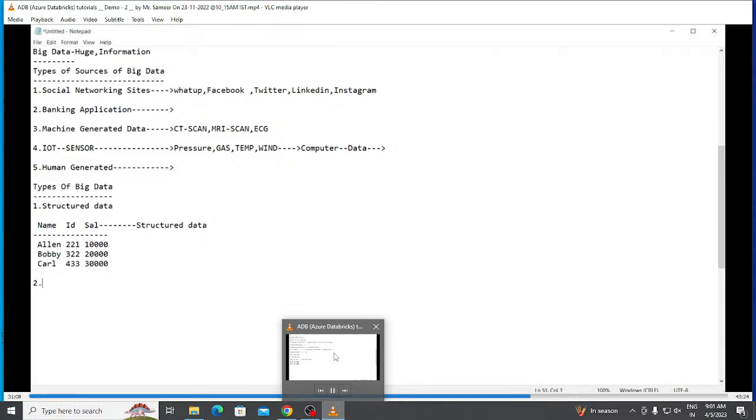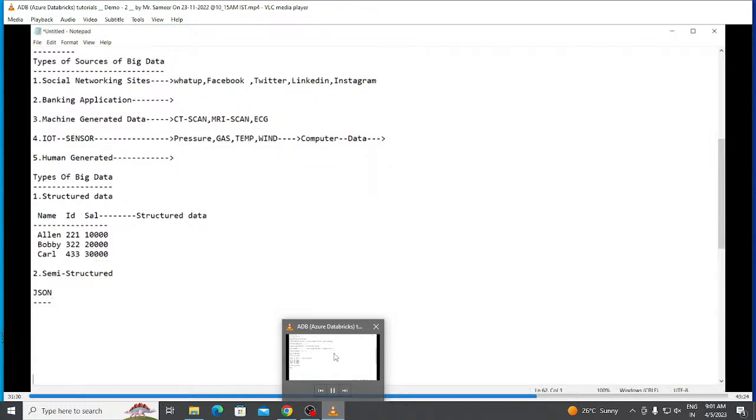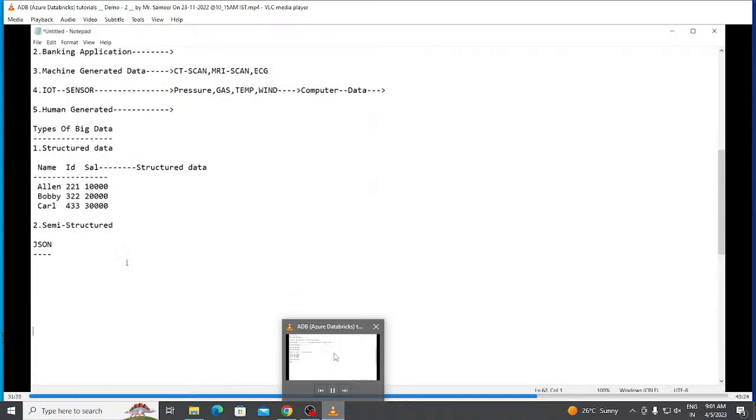Next, the second one is semi-structured data. Semi-structured data means this data is purely not structured as well as not unstructured. It is semi-structured. For example, you have the data in JSON files. I'll give you an example of how the JSON file looks and how the data will be given. The data in a JSON file is given in curly braces.